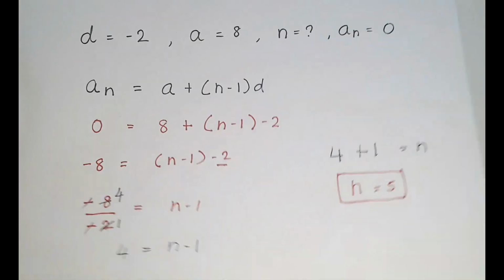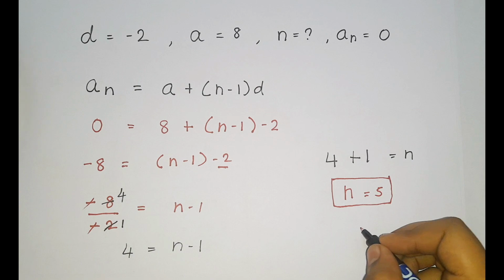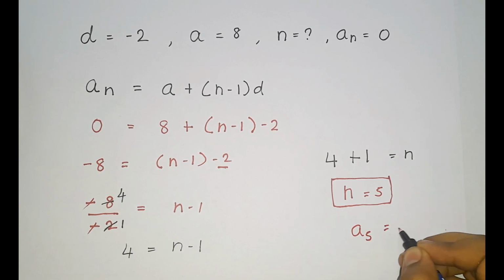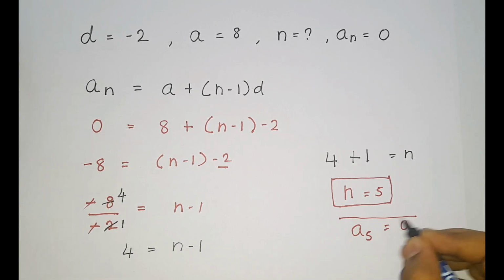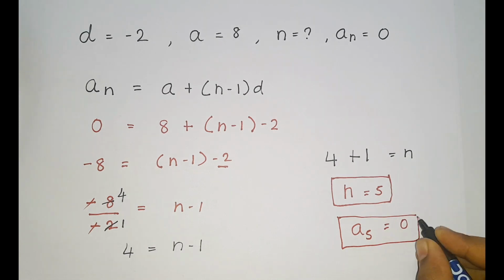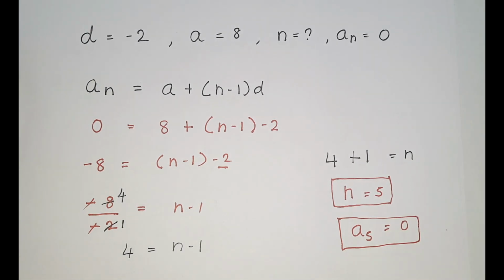If you want, you can just write A5 is equal to 0. What does it mean? A5 means in the 5th term we'll get 0. I hope you guys understood this.